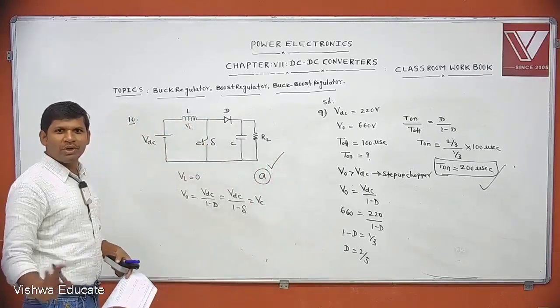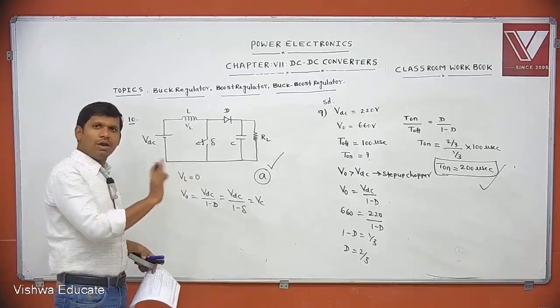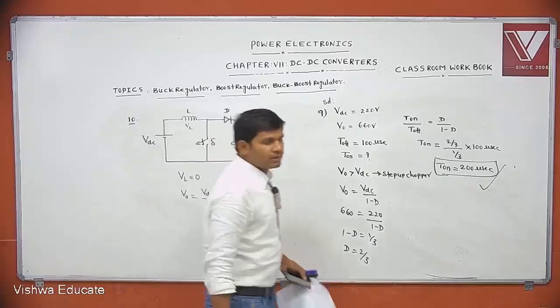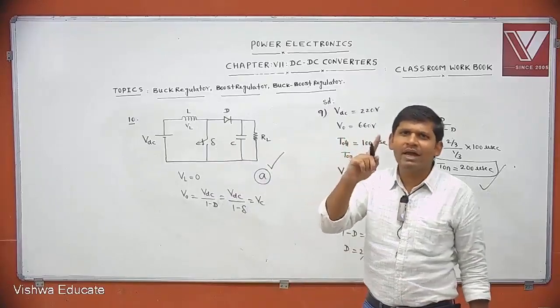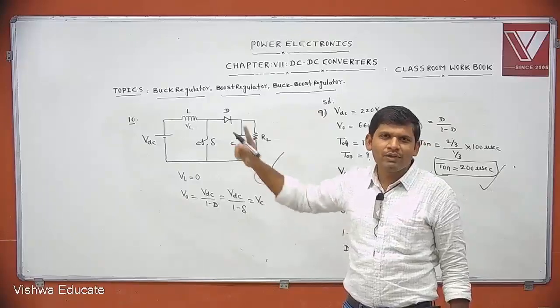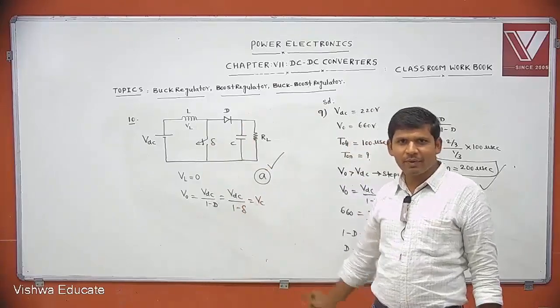Simple. But no need to make any derivation. This you know already. If you want the derivation, see the concept. No doubt, steady state condition means one time period of operation. In one time period of operation, one on and one off. What is the voltage across the inductor? What is the voltage across the capacitor? That you are calculating.